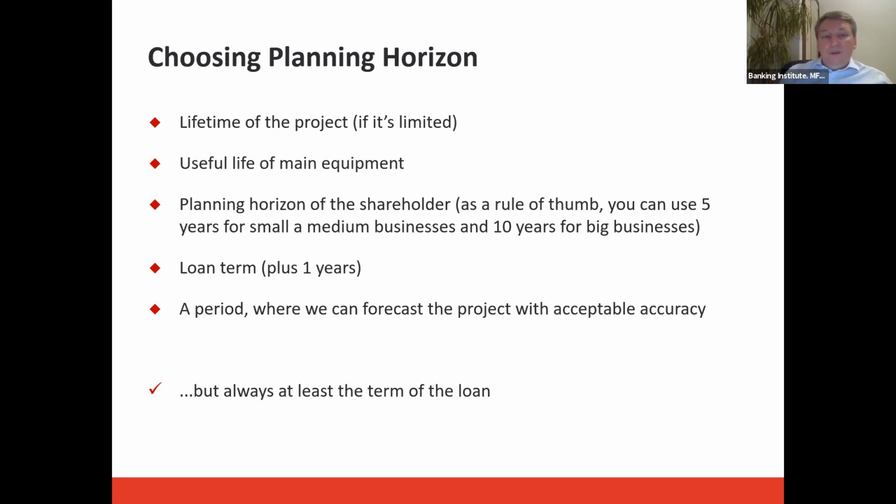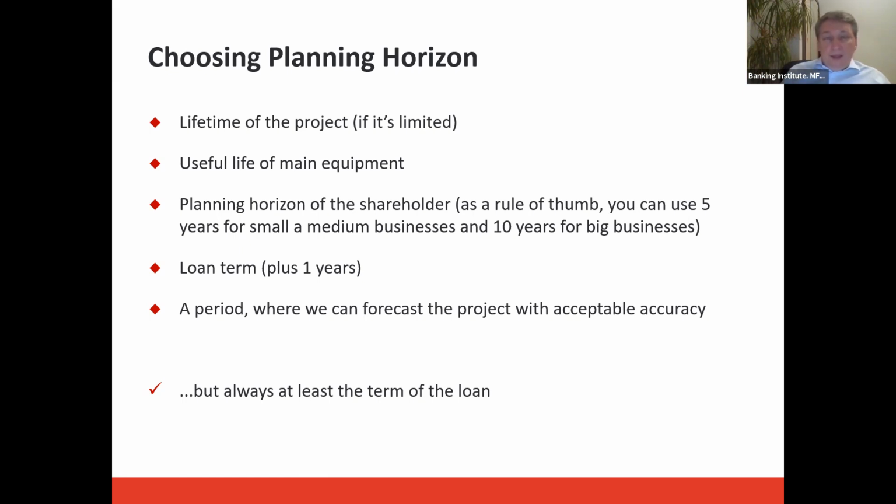First, if I understand that my main equipment, my production line or things like that, the most expensive piece of equipment has some useful life, then I will use this useful life as the period, as a planning horizon for my model. This is the first possible approach.